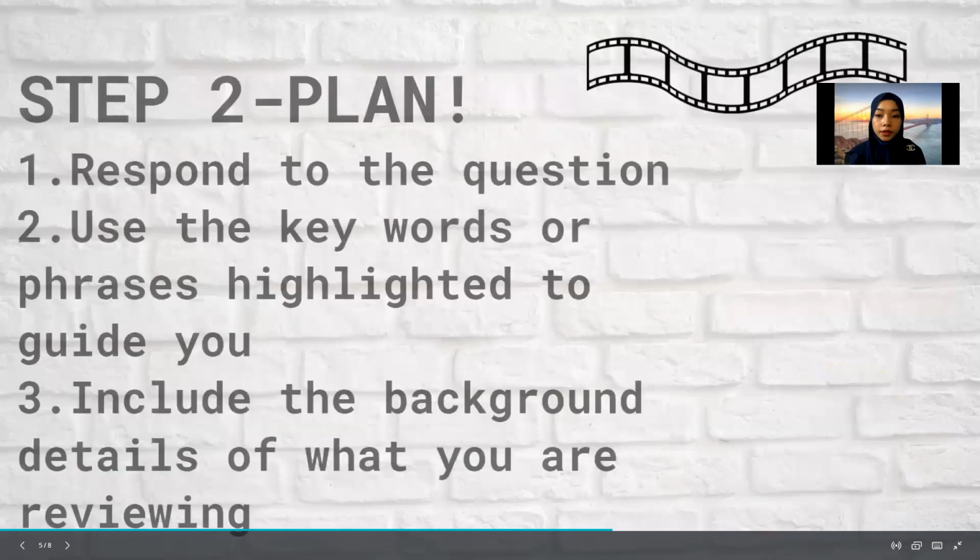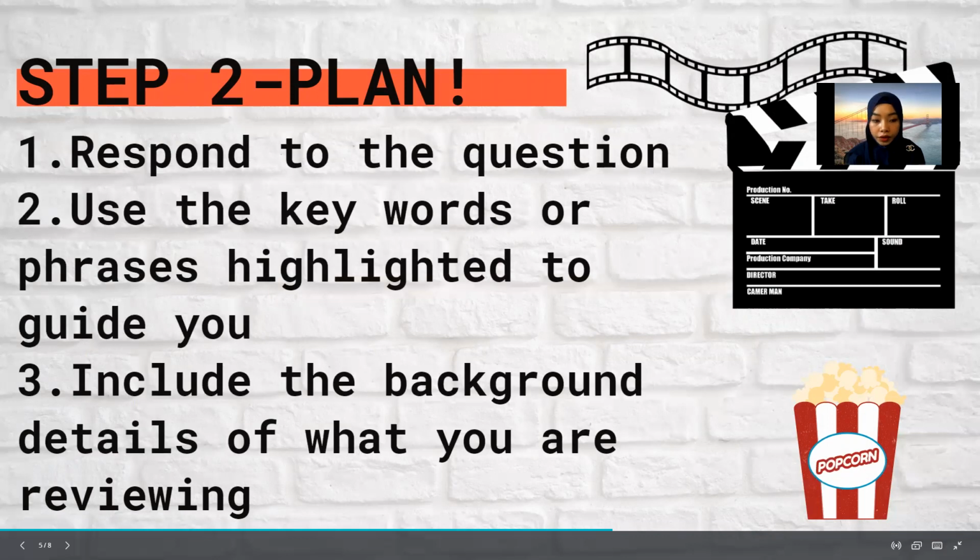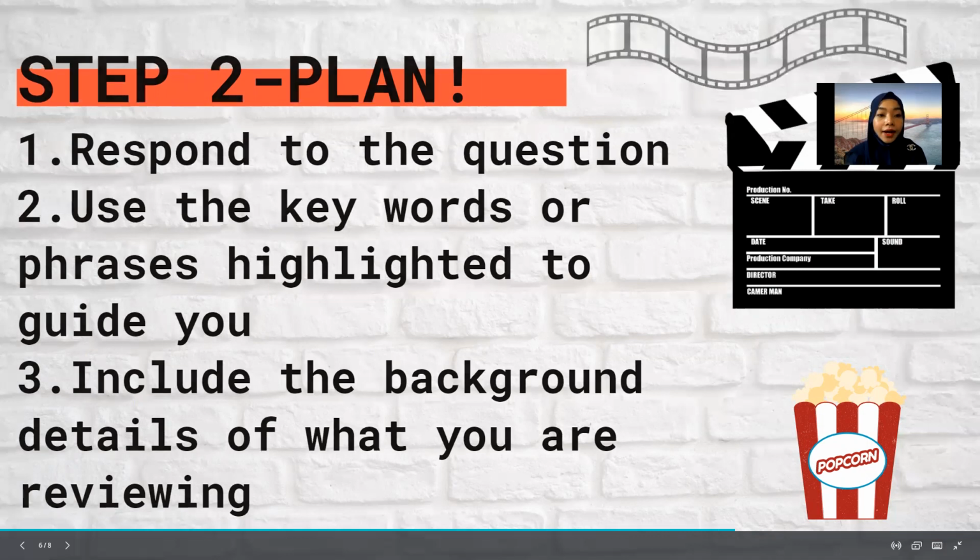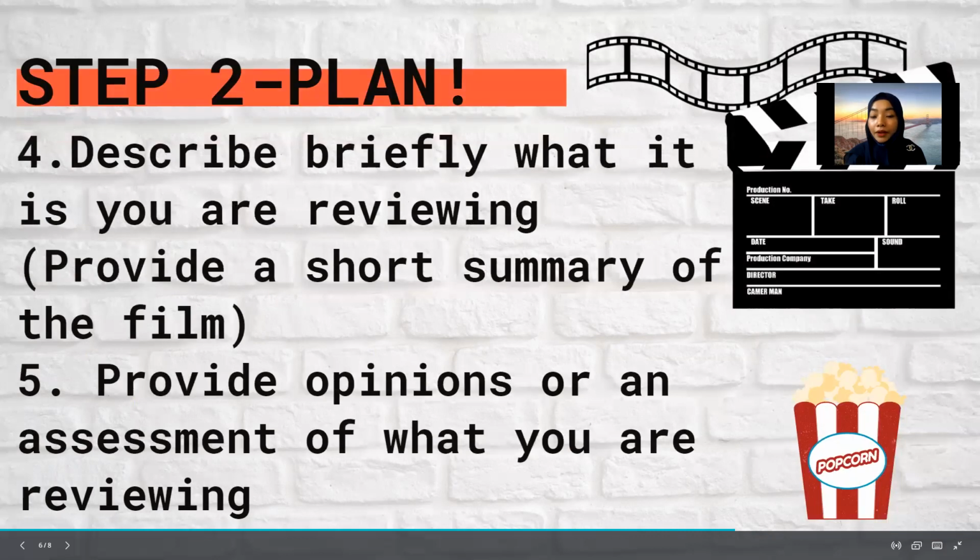If I could just have it repeated. Number one, make sure you're responding to the question. Number two, use the highlighted keywords or phrases to guide you in the process of writing. And number three, include the background details of what you are reviewing. I'll go into further detail later on about what sort of details you might want to put in your film review. Then step number four, make sure that you have a summary of the film, a little bit for people who do not know much about the film, to just have an overview of what the film is about. And number five is for you to ensure that there is some level of analysis that you're providing us when you are writing your film review.